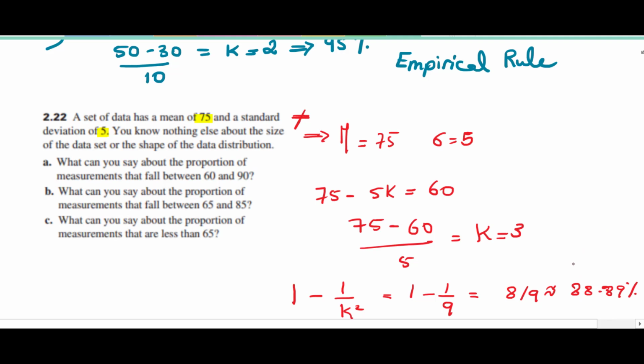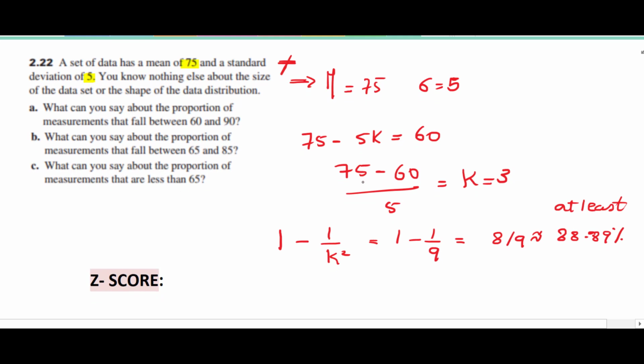So 88.9%, make sure that it's at least. So for example, if this is an MCQ exam, they could ask you at least 88.89% or approximately 88.89%. So you really need to know the difference between both. So every time you use Chebyshev's rule, you have to mention at least. Every time you use the mound-shaped one, you have to say approximately.